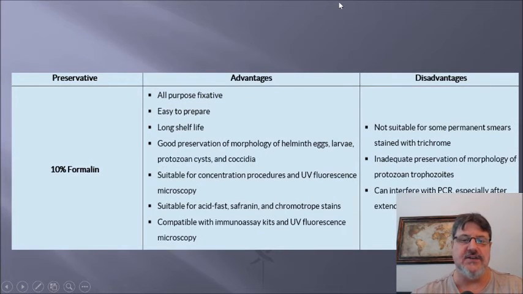And these are just some advantages and disadvantages of the 2 preservatives we're focusing on in this video. Formalin is really an all-purpose fixative, with a long shelf life, good preservation and morphology of helminth eggs, larvae, protozoan cysts, and coccidia, and it's suitable for acid-fast stains and others. Disadvantages are that it's not really good for permanent mounts like the trichrome stain, and it's not very good for the preservation of morphology of the protozoan trophozoites.